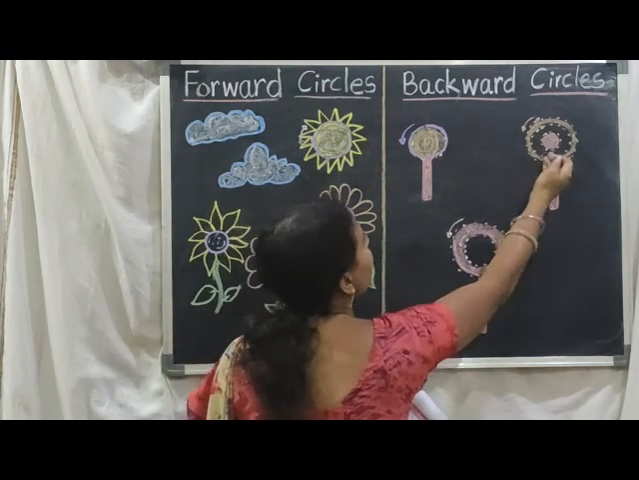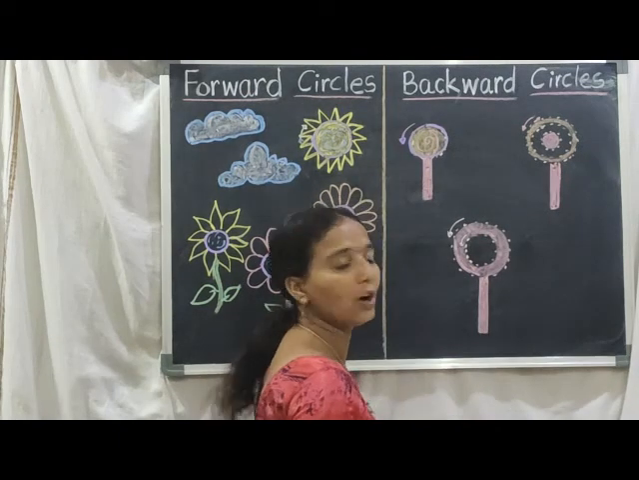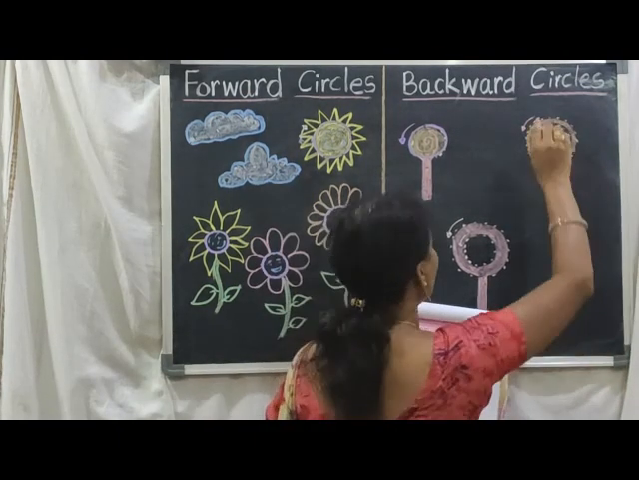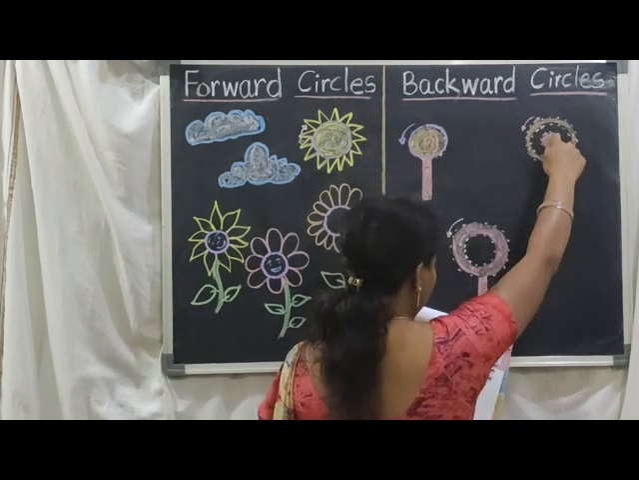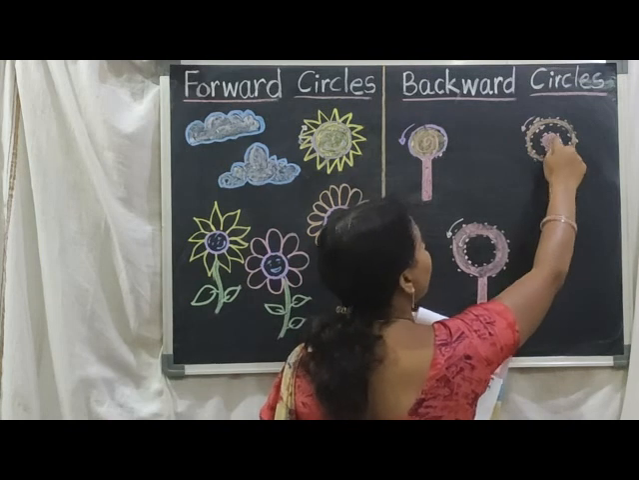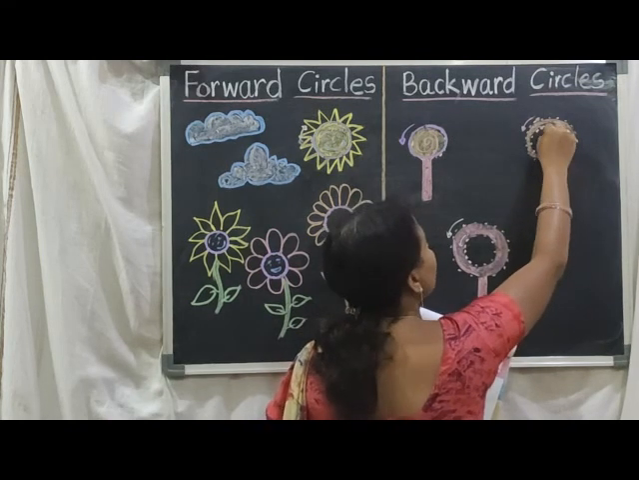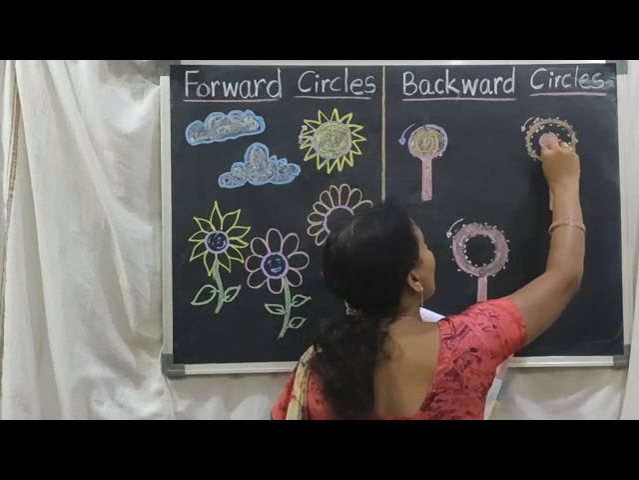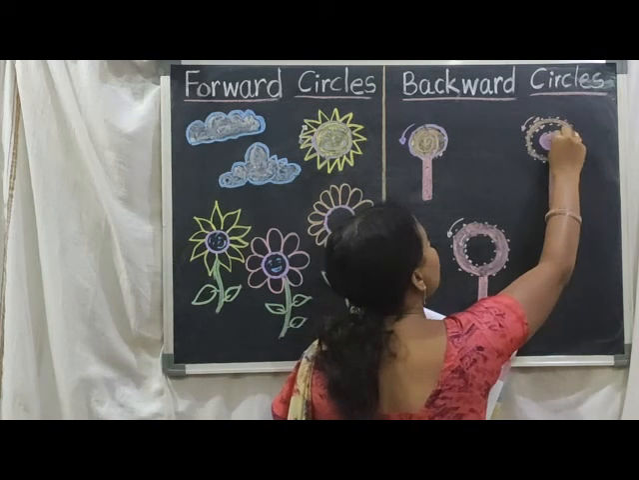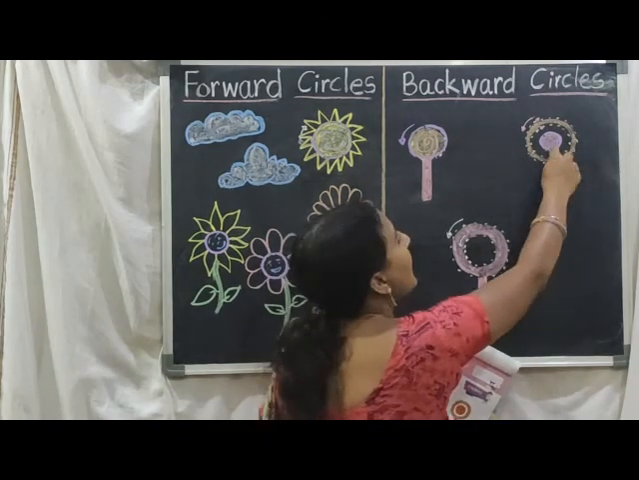Go to next. See here children, here we are seeing so many dots. First, all of you go to inner part. Go inside. Inside we are seeing one small dot. Come down first. Join this small dot. Yes, like this join the dot first. This is the backward circle.